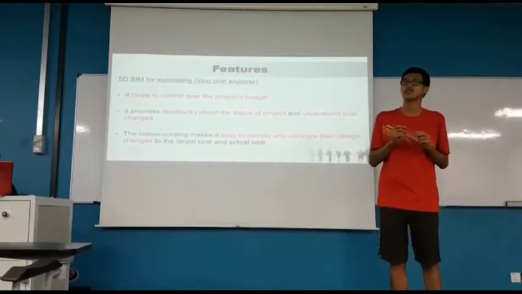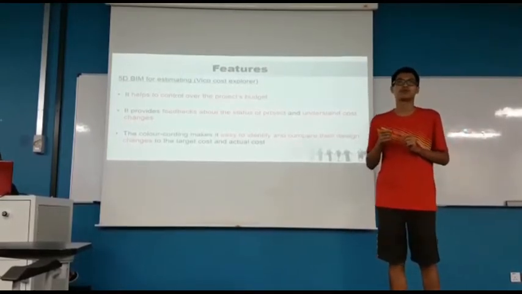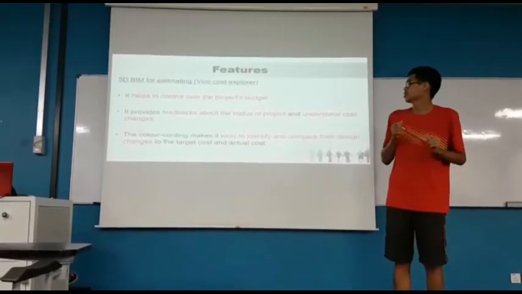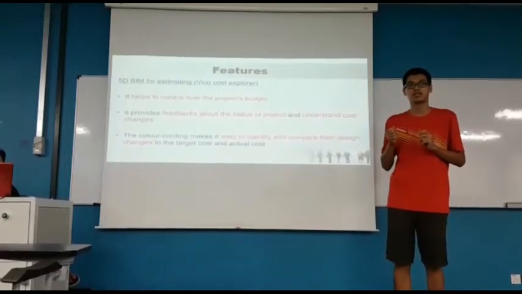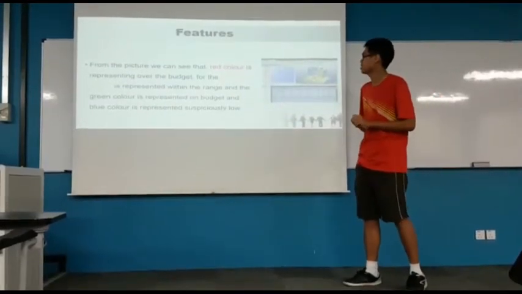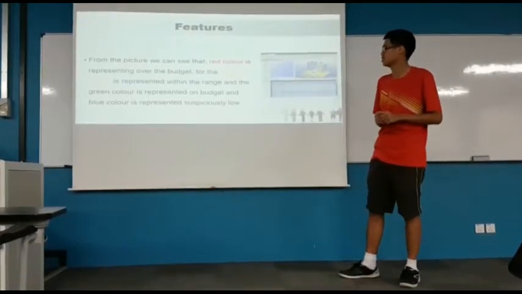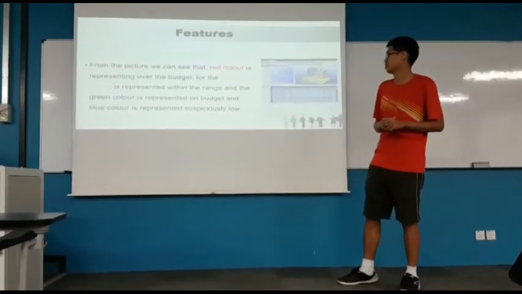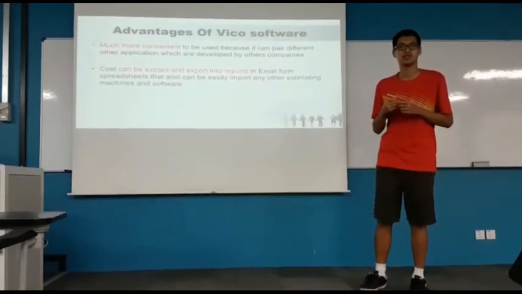It's called 5D BIM for estimating, Vico Cost Explorer. Vico software helps to control the project budget, gives feedback about the status of the project, and helps understand cost changes. The color coding makes it easy to identify and compare design changes against the target cost and actual cost. From this picture we can see that red represents over budget, yellow represents within the range, green represents on budget, and blue represents significantly low.